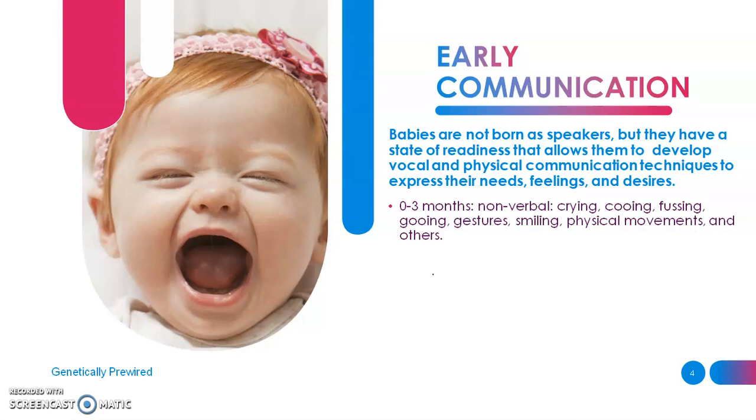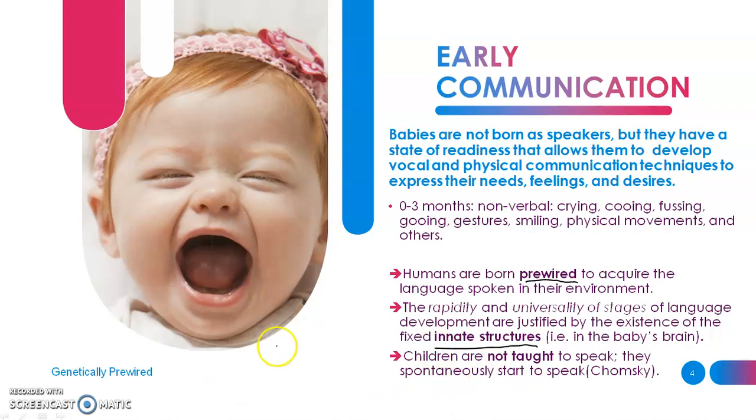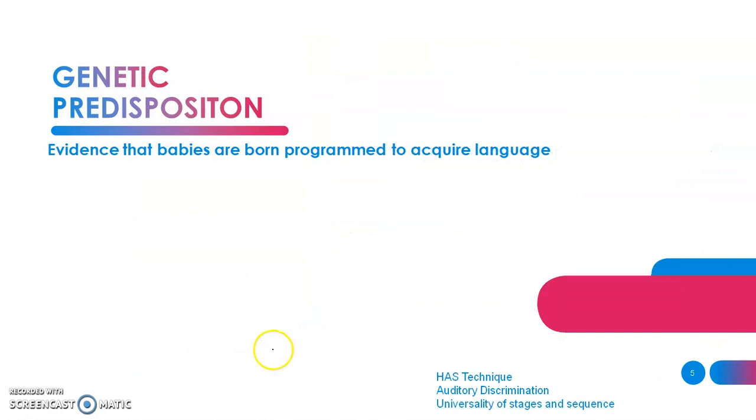This proves something, and according to Noam Chomsky, the famous linguist, it means that humans are born pre-wired. What we mean here by pre-wired is that they already have this ability to acquire language, and the rapidity and universality of stages prove this, that they have innate structures and they don't have to learn how to speak, just like they don't have to learn how to drink or they don't have to learn how to walk. They simply do that. It is an innate ability, genetic predisposition. They are born with it.